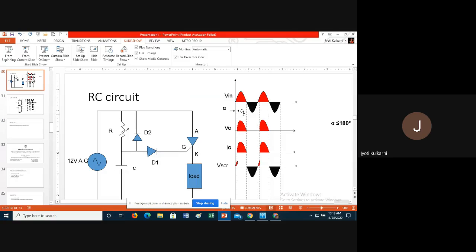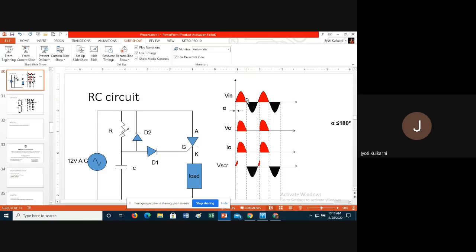See, in natural commutation, what happens? If the input is AC, then when this positive half cycle, the red part, has completed and the voltage is entering the negative half cycle, the black part, here you have one current zero point. That is called a natural zero point. At that point, the current flowing through the SCR automatically, or naturally, goes to zero, and that zero value is always lesser than the holding current.